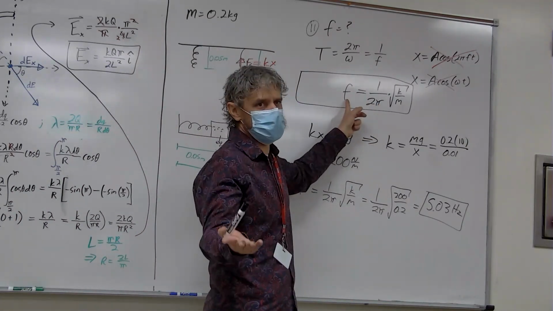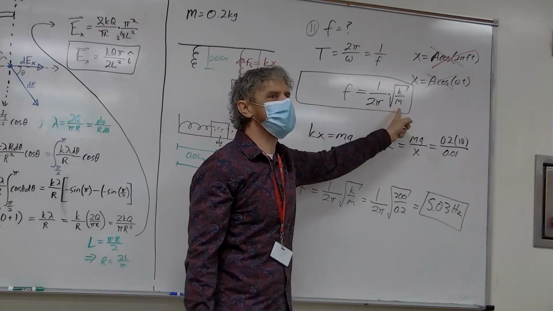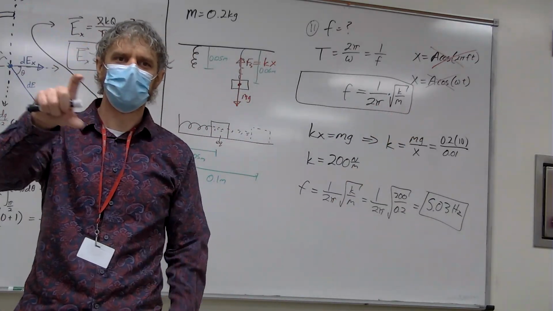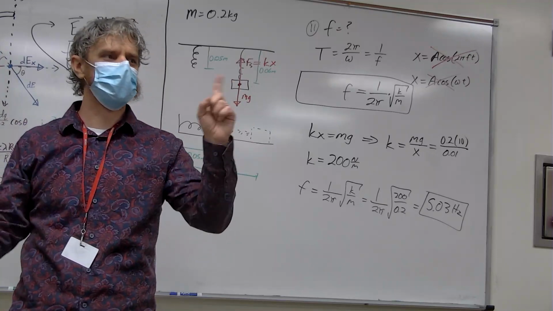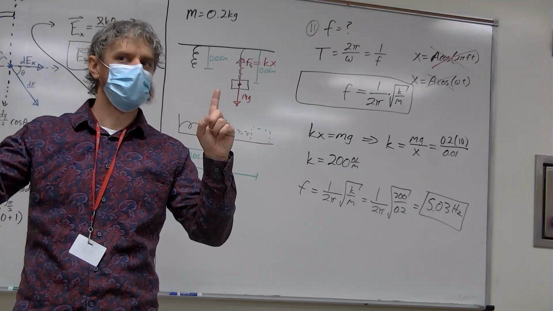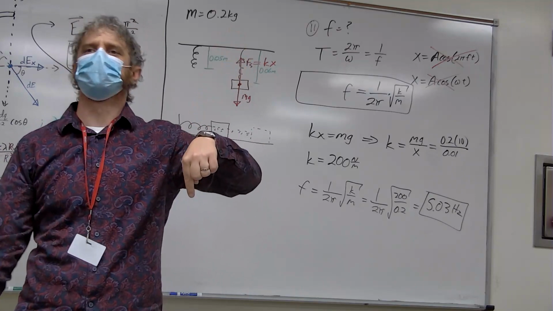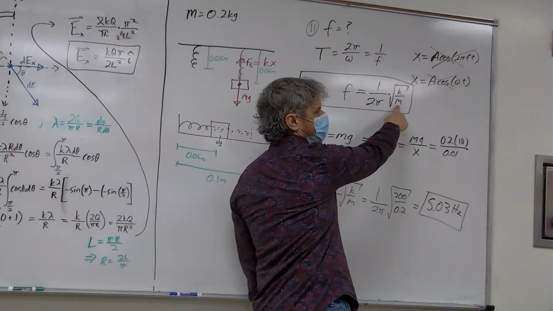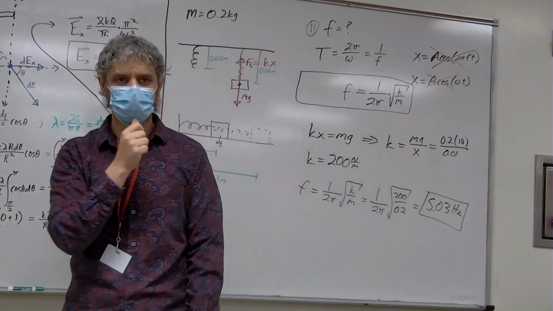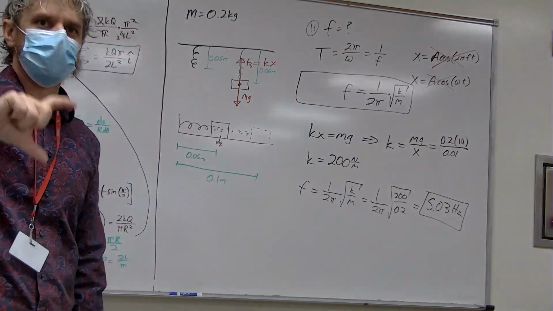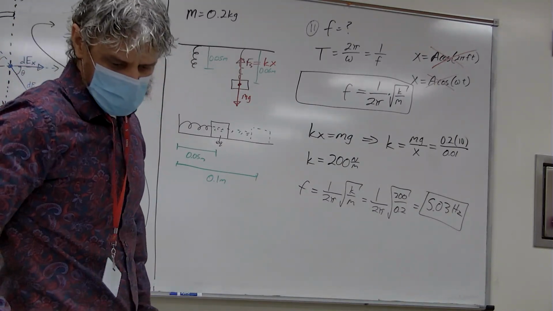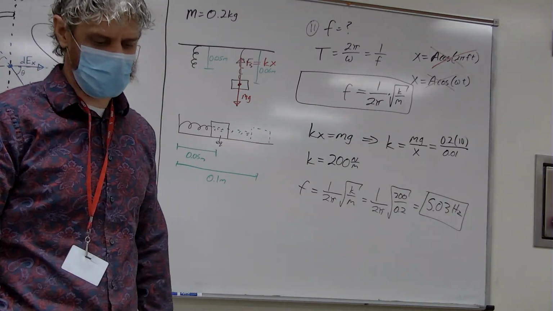In the interest of time, I just got to say it. The frequency is inversely proportional to the square root of m. The square root of m is in the denominator, frequency is in the numerator. If one goes up, the other goes down, or if one goes down, the other goes up. So if I reduce the mass, then I get a larger frequency. Meaning it goes back and forth faster, smaller period. So that is B. You decrease the mass.